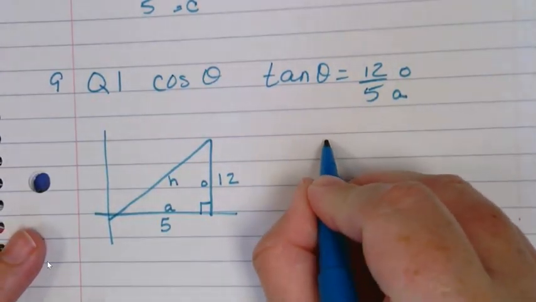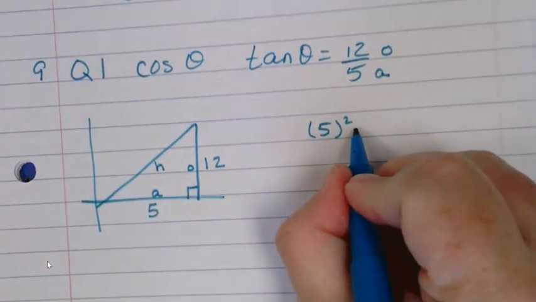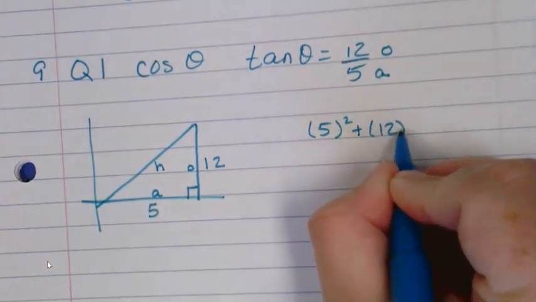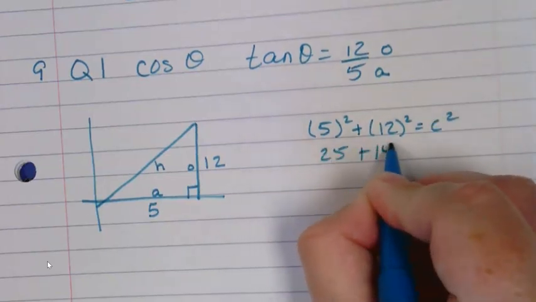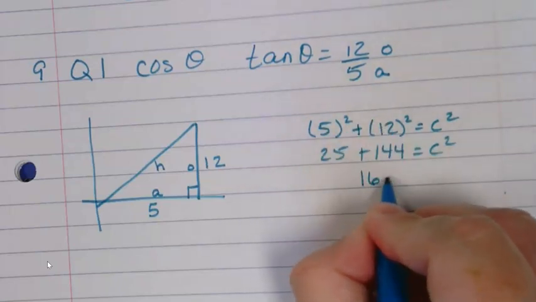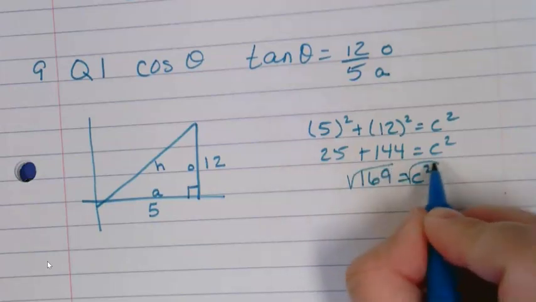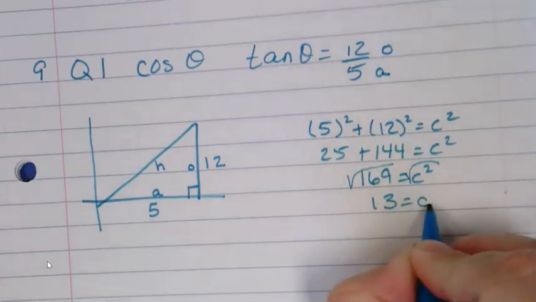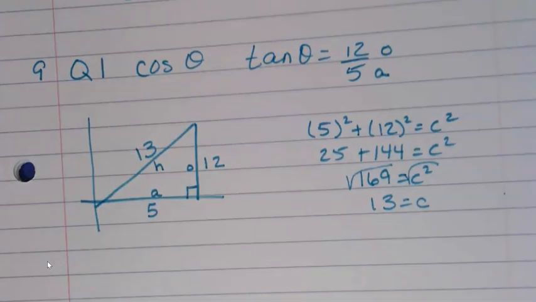So now we're going to find our missing side first. 5 squared plus 12 squared equals c squared. So 25 plus 144. Again, if you have a calculator to do this, great. Square root. And because it's the hypotenuse, we know the hypotenuse is always going to be positive.